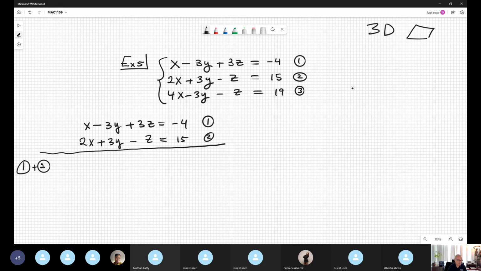So now we combine. This is 3x. The y cancels. No y. Y is missing. Plus 2z equals 11, because 15 minus 4 is 11. Here I call this equation 4. So far, does everyone follow me?